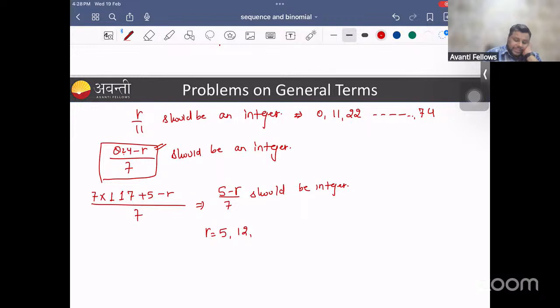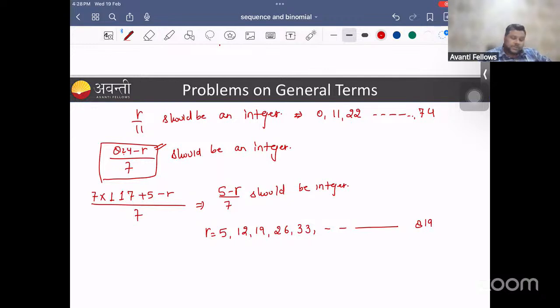Then 19, then 26, then 30, 33, and so on and so forth. And the last value of R which is going to work here is 890.